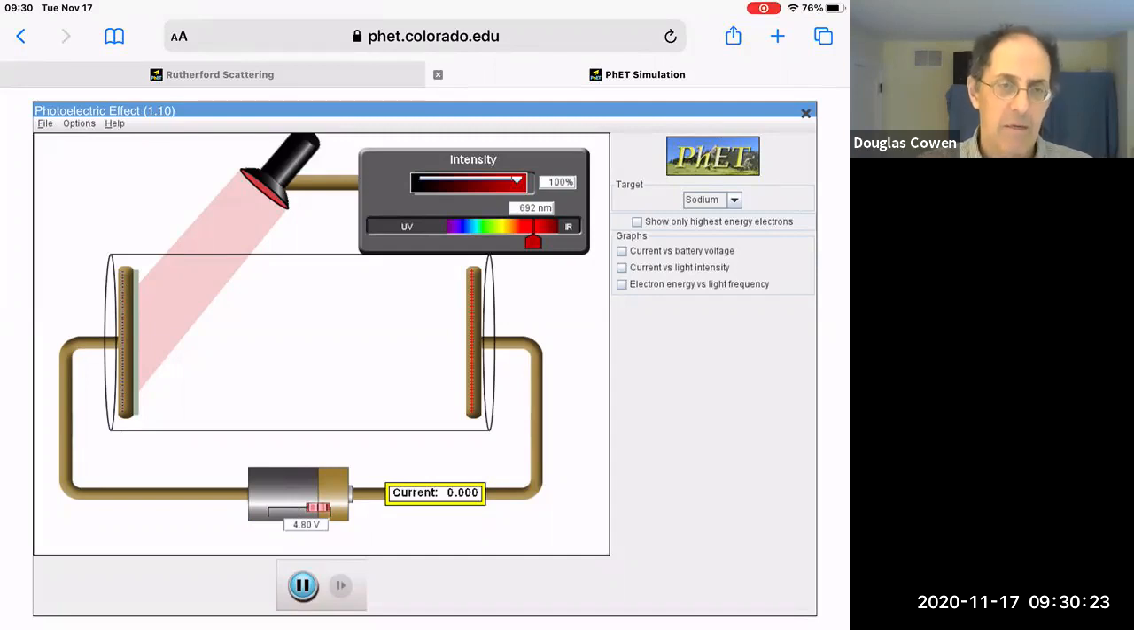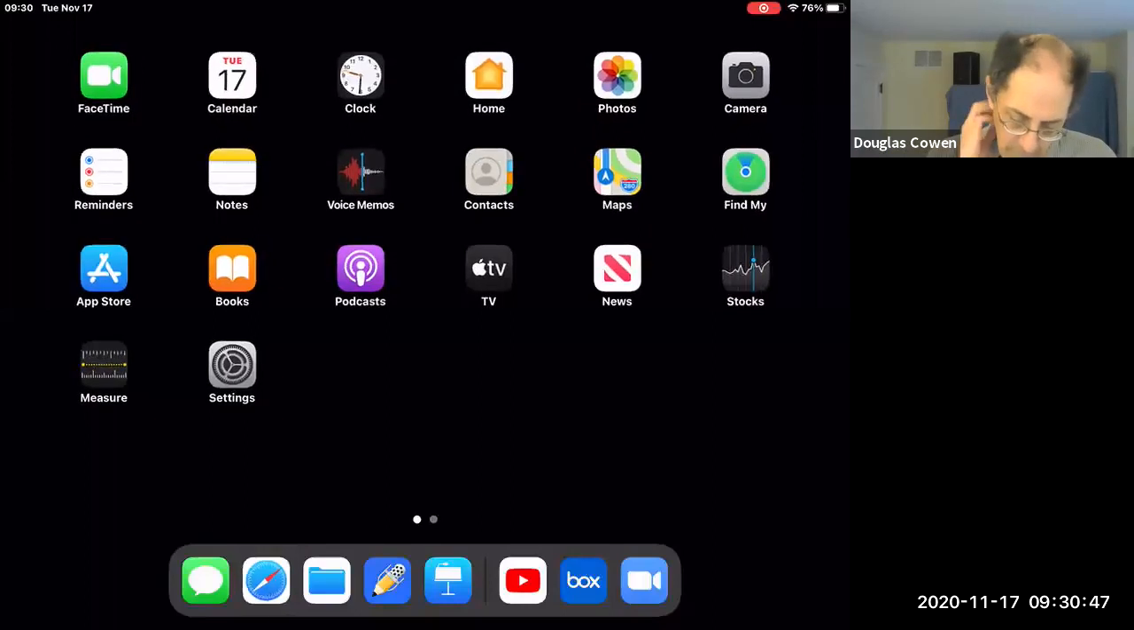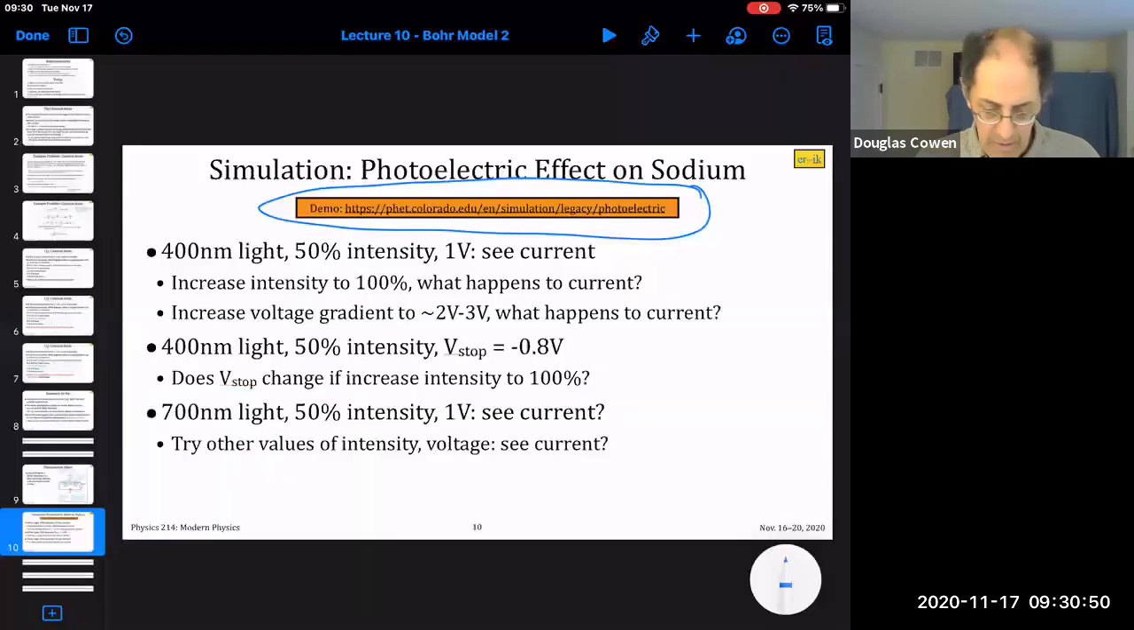So evidently, infrared light, even if we leave it on at high intensity for a long time and really heat up the cathode, is not sufficient to have electrons get enough energy that they can leave the cathode and go across to the other side so that we can measure a current. All right, I encourage you to play with that on your own, following this link here.